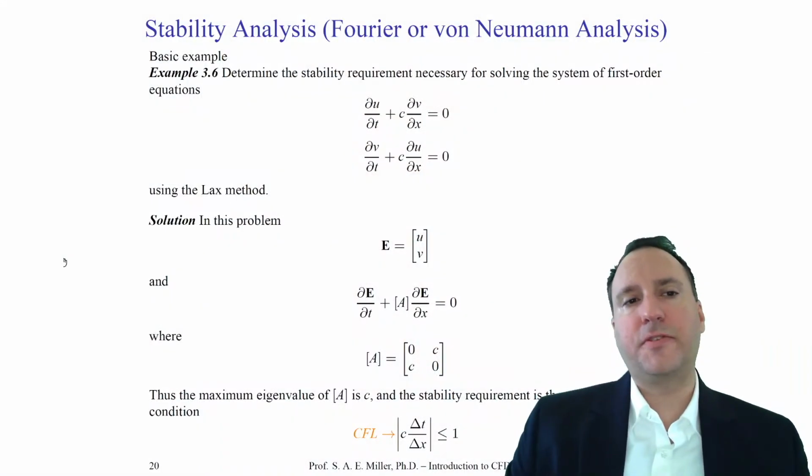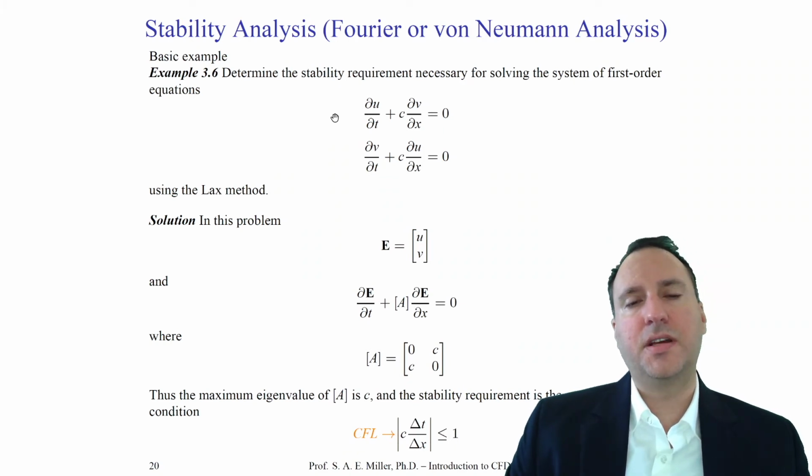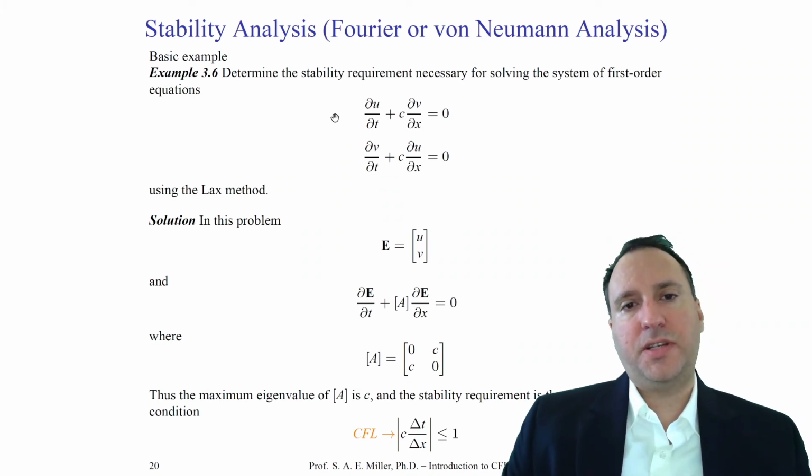Here's our example from the book of Chung. Let us try and determine the stability requirements necessary for solving the system of first-order equations. Here they are. They're very simple and just used for illustrative purposes. The first one is partial u partial t plus c partial v partial x equals 0. And the second is partial v partial t plus c partial u partial x equals 0.